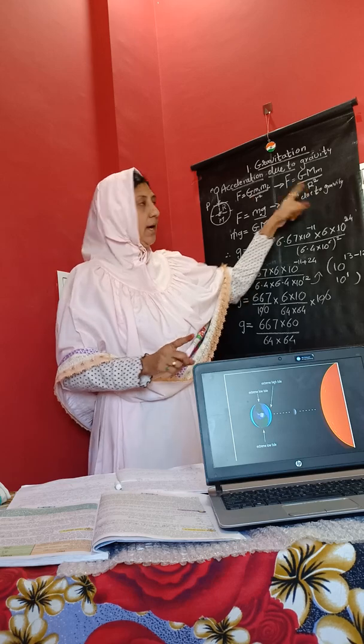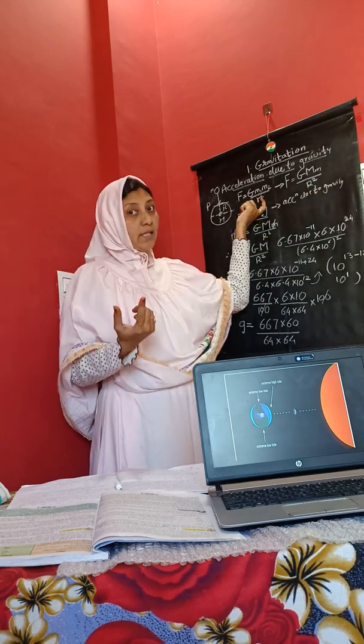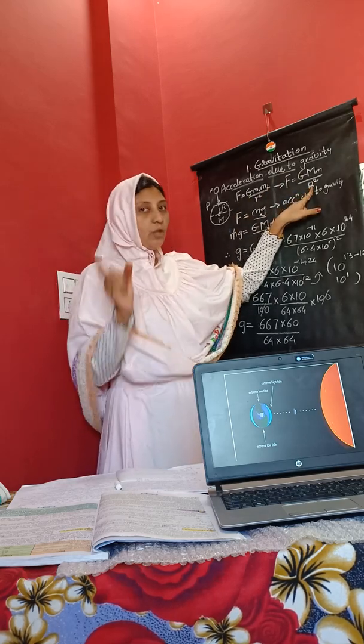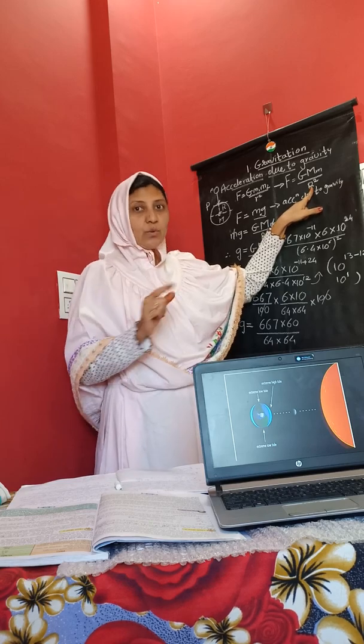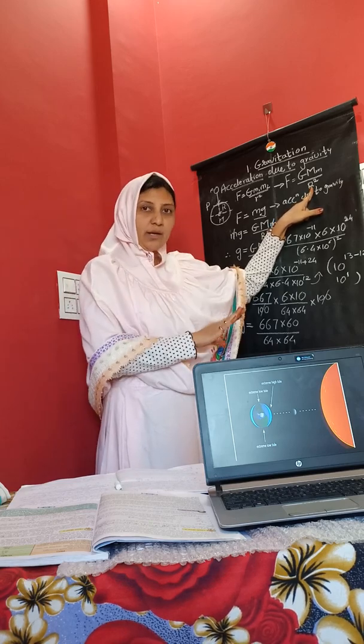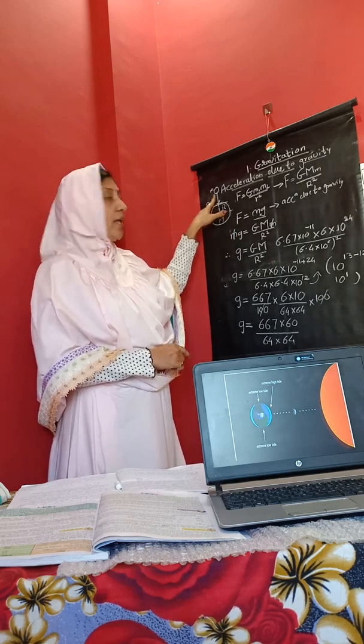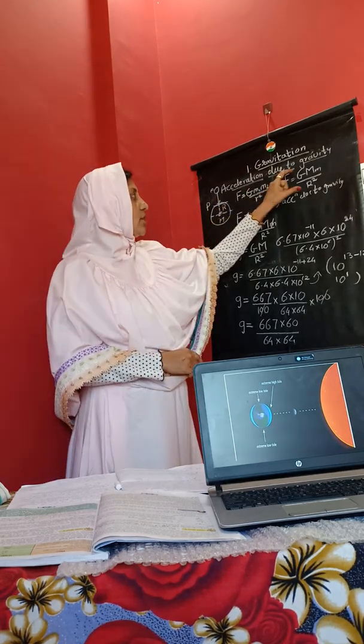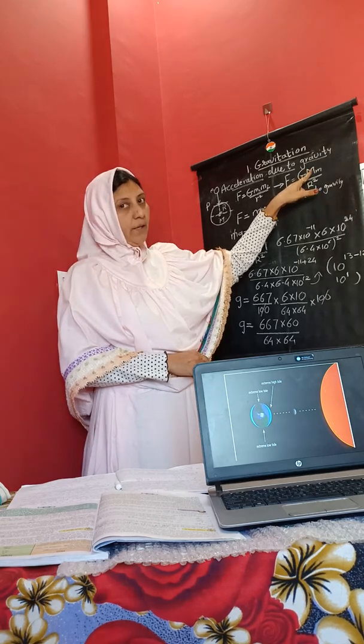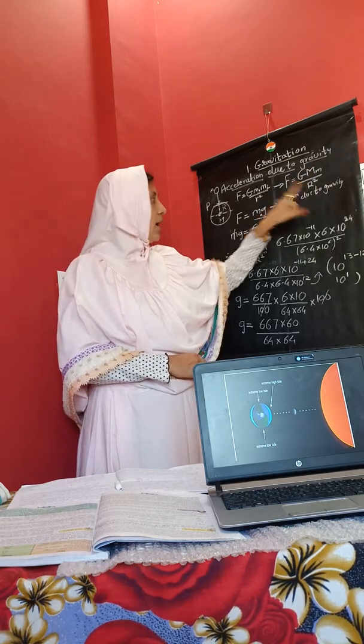Now here capital R, here small r because we are taking the distance, now here capital R we are talking about the earth, that's why we are taking it, that is capital R, and this R is nothing but the radius of the earth. So this is how F is equal to G capital M small m upon capital R square.